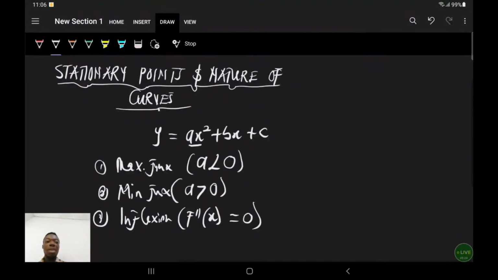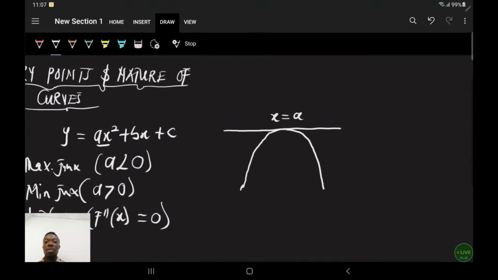If I have a maximum function, this is how it looks. Let's say I have my gradient line in this form. This line I can call x equals a, as my gradient line. For a maximum function, the curve is going to be in this form, something like this. So this is a maximum curve or maximum function. I believe that is clear.